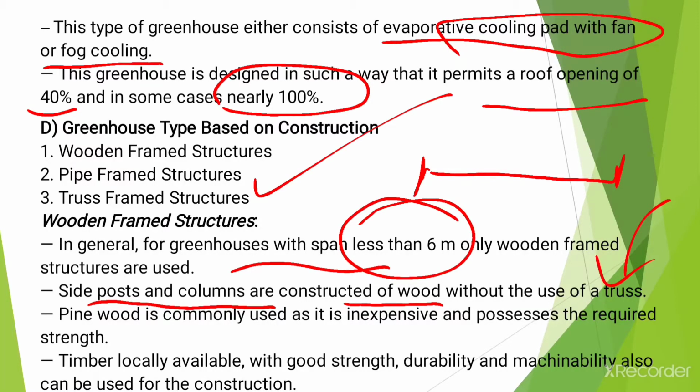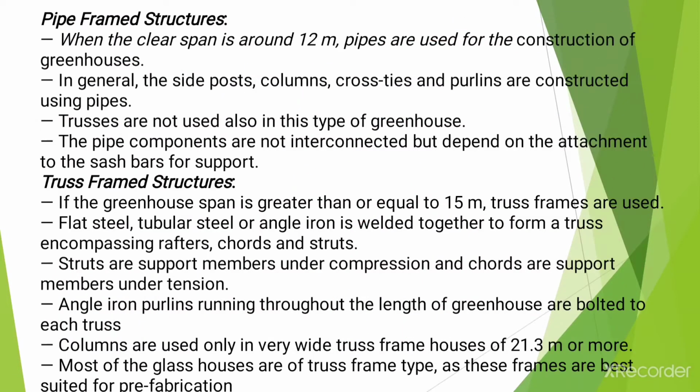Then the next point is that pine wood is commonly used as it is inexpensive and possesses the required strength. After that, timber that is locally available with good strength, durability and machinability can also be used for the construction. Now the next type, that is the pipe framed structures.